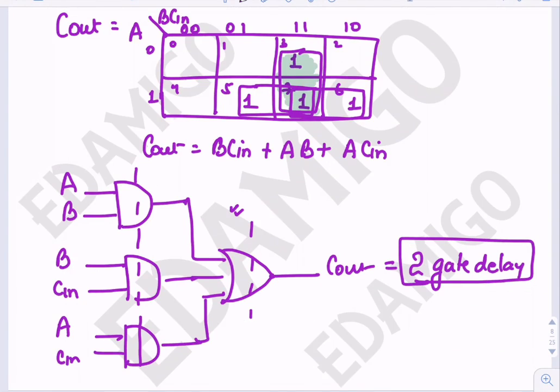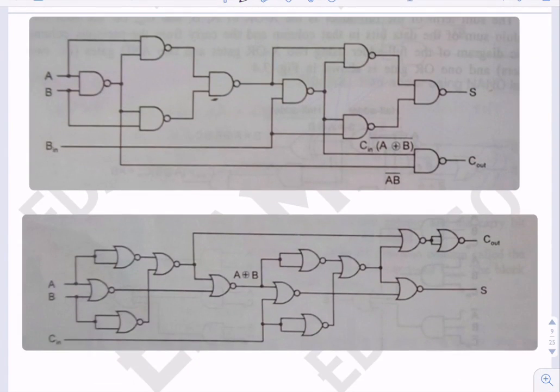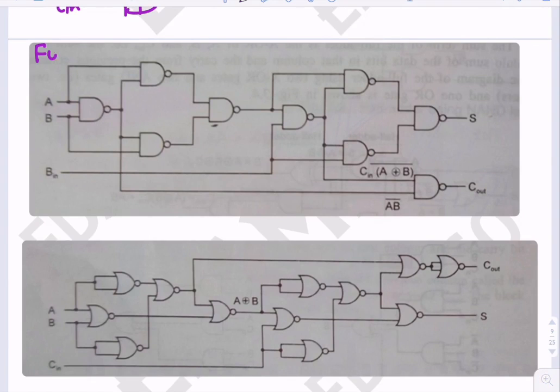Okay, so now let's move on to the implementation of the full adder using NAND gates. If the question is like you have only NAND gates available and you have to implement the full adder, what is the delay? So let's look at it. Full adder using NAND gates. Now, in the previous lecture of digital electronics we have seen how to implement an XOR gate using NAND gates.